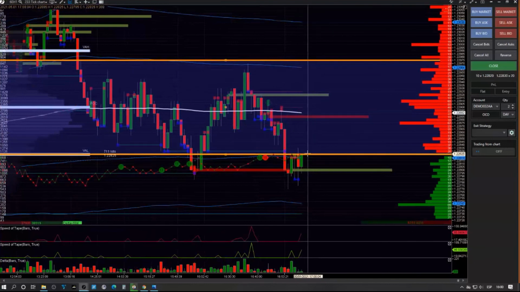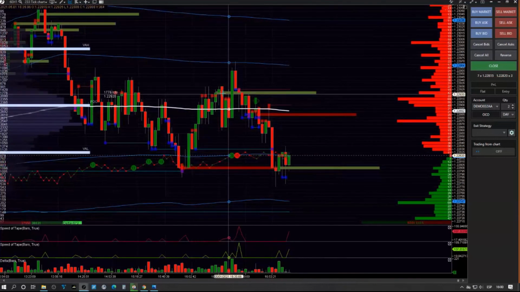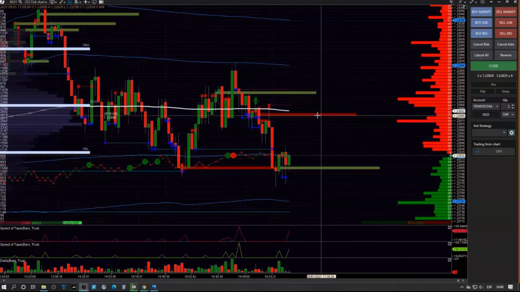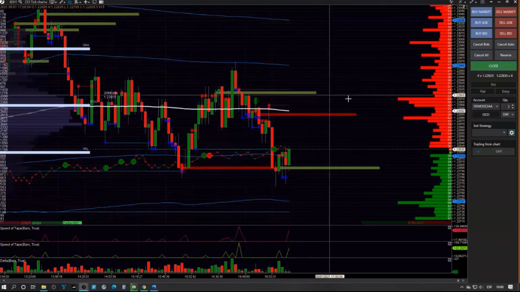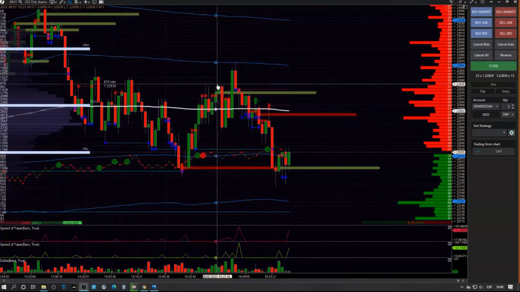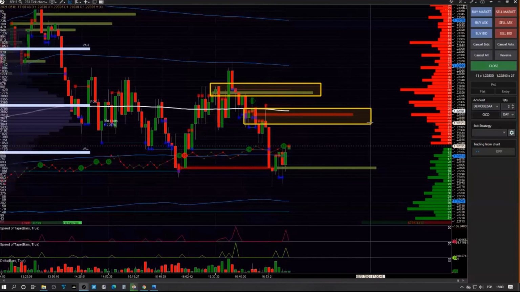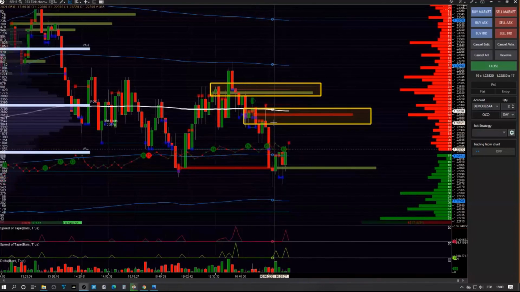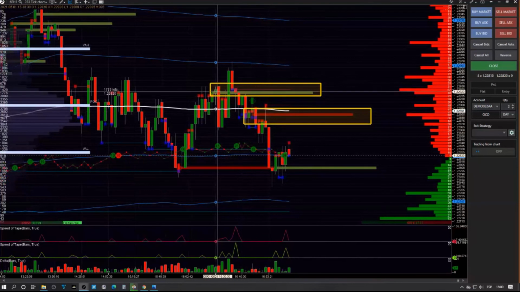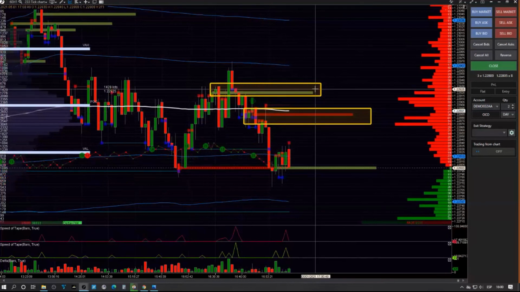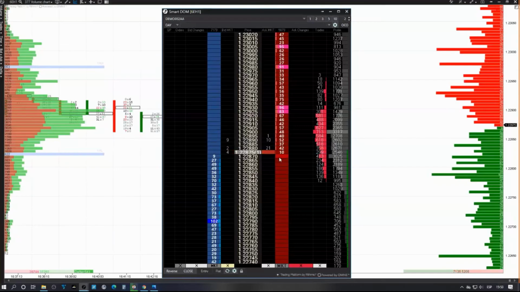Let me just remove this highlight here. You can see this green and this red. Let me just highlight it for you. Let me just put it here. You can see this green and this red line in the chart. It's because at this price there was a big imbalance. When it's red it was a selling imbalance, and when it's green it's a buying imbalance.